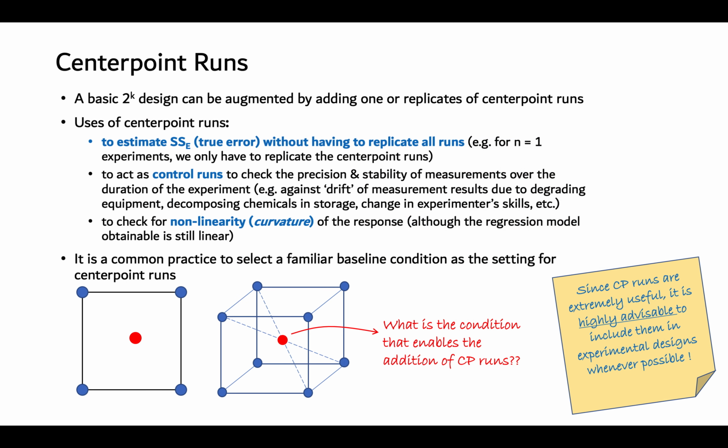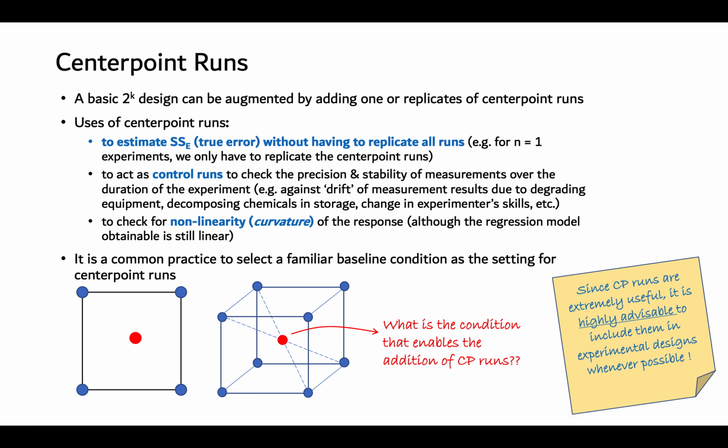The other variation of factorial design is the center point runs. In the center point runs, we augment our experiment design by adding one or more experiments at the center point. For the other runs, we can do them without replication, but then we add one or more runs at the center point.